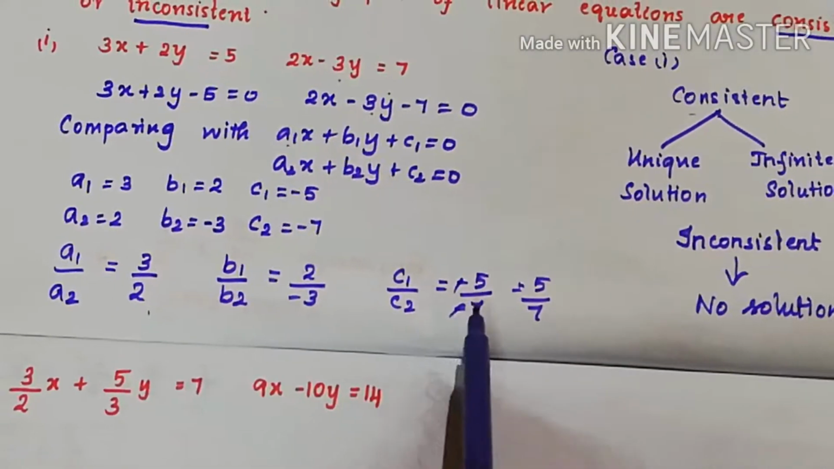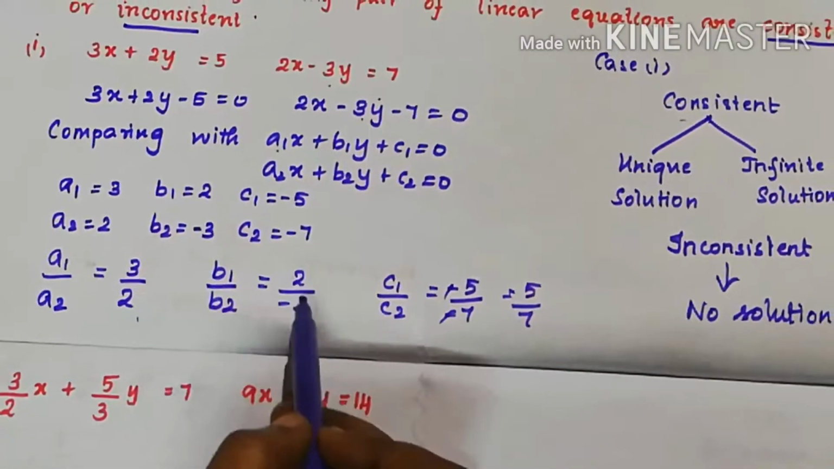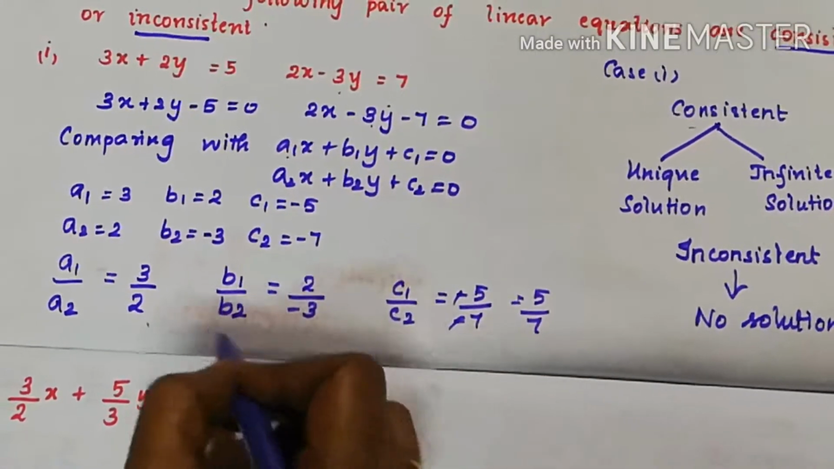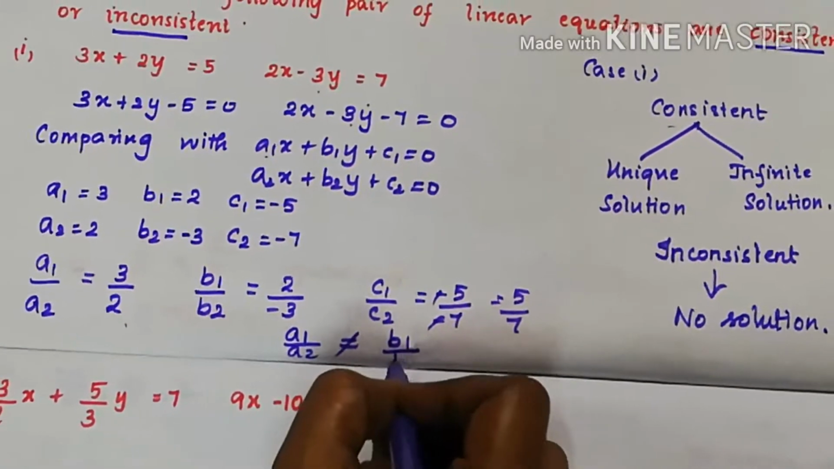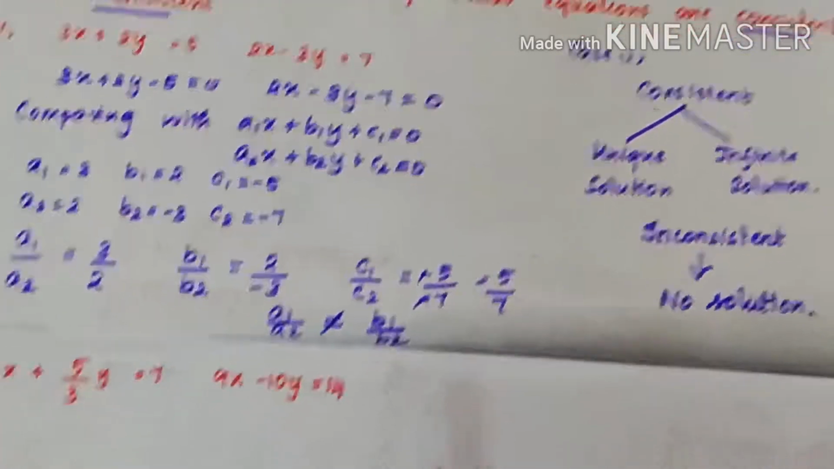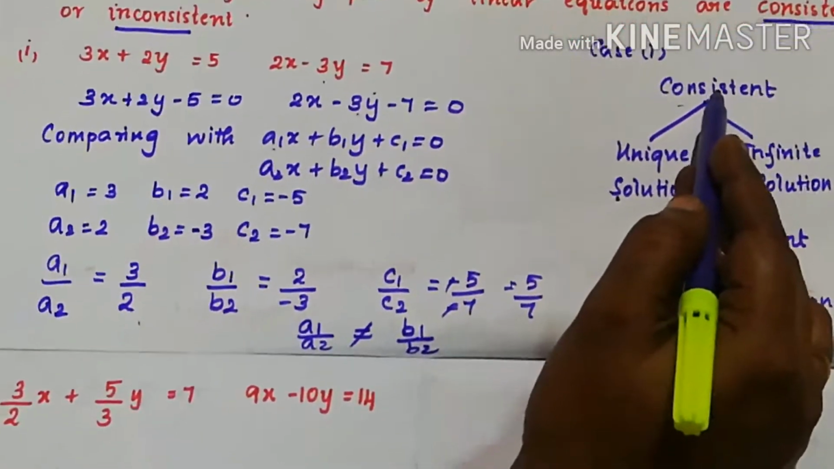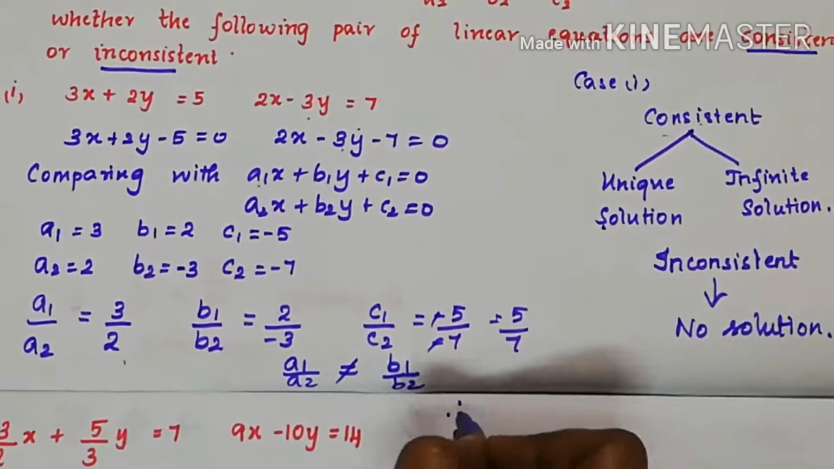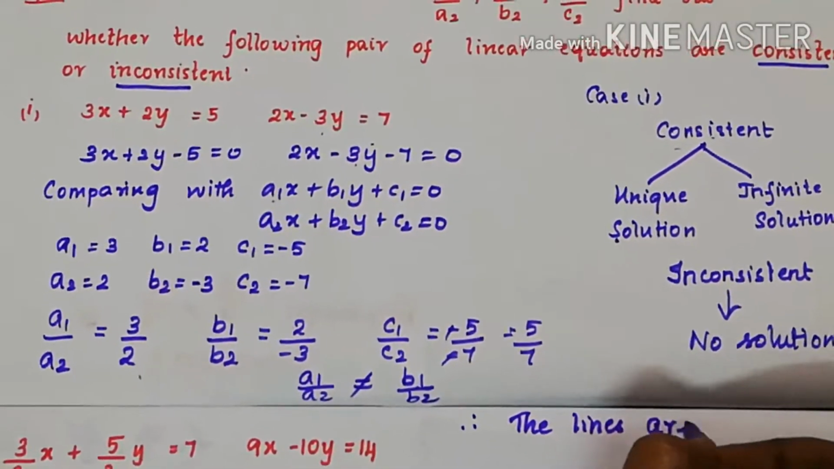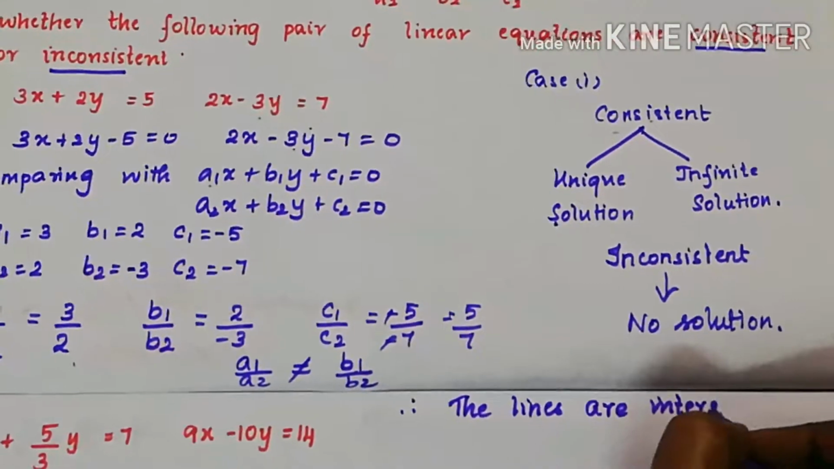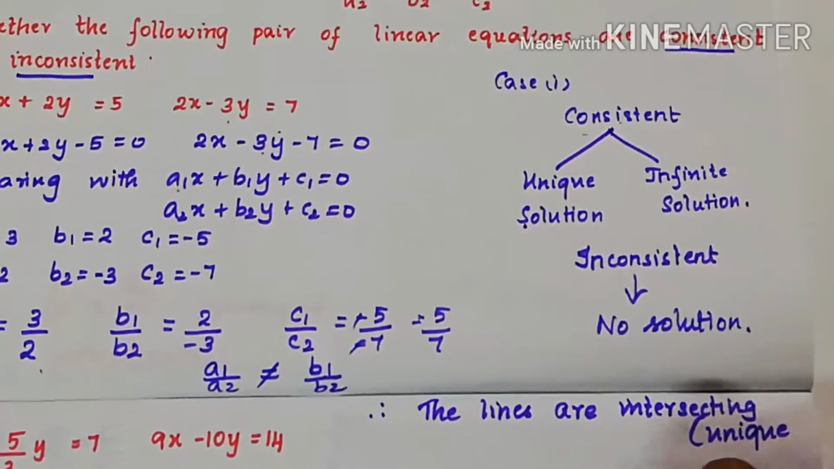Now see the 3 ratios, how are they? Here the ratios are not equal, because here 3 by 2, here 2 by minus 3 and 5 by 7. So what do you say? A1 by A2 is not equal to B1 by B2. If the ratios are not equal, then what type of solution do you have? Unique solution. So therefore what do you say? It is consistent. That you have to conclude. In this case the lines will be intersecting, so you will be having a unique solution.